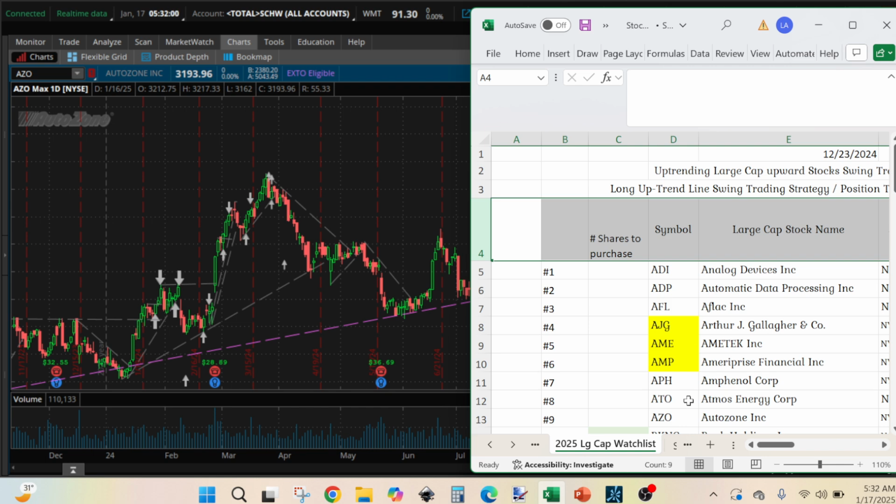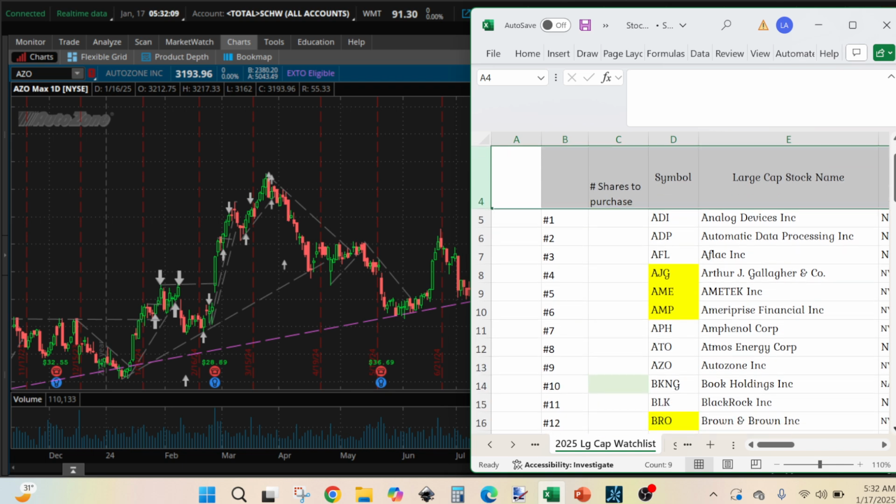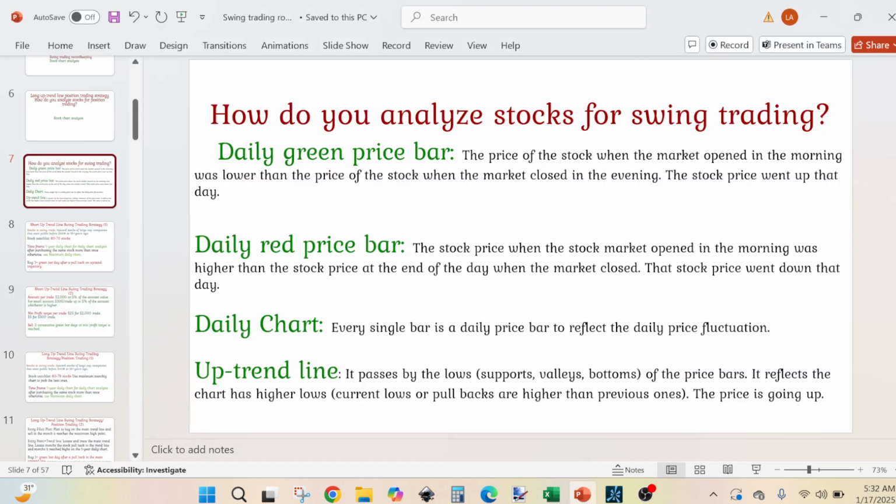long uptrend line, swing trading or position trading. That is part one. We are going to have short videos to analyze our stocks. We have 79 of them, so that we can make short videos, and the links to all of them will be in the description, and they will be in the playlist Tarot Swing Trading. The link to that playlist is in the description as well, and that playlist will be on the screen at the end of the video.